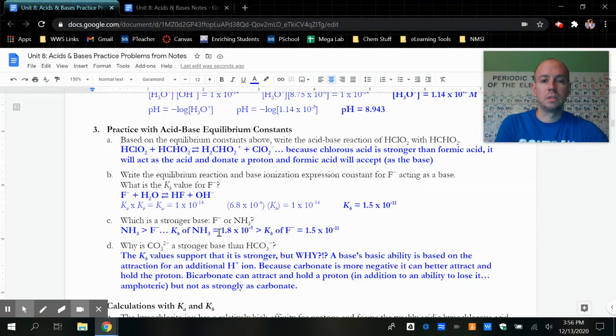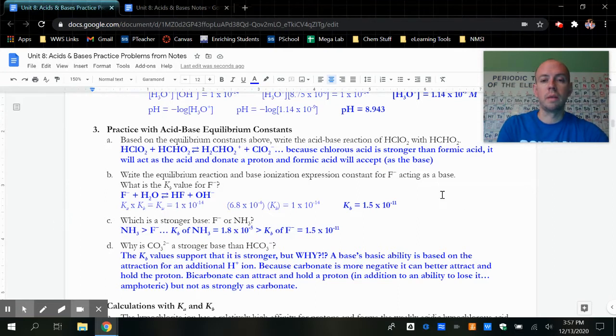Right here, we would see that Ka times Kb is always equal to Kw at 25 degrees Celsius, which we assume, unless told otherwise, Kw is 1 times 10 to the negative 14th. When we solve for this, we see that it's a very small Kb. So although it is a weak base, it is a very weak base.